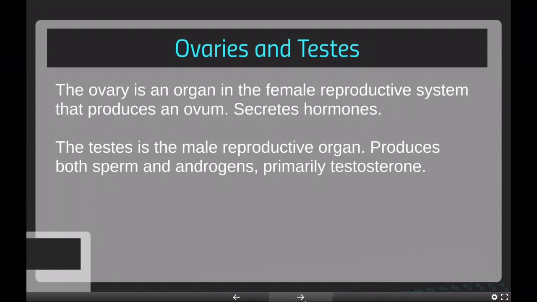The testes is the male reproductive gland in all animals, including humans. It is homologous to the female ovary. The functions of the testes are to produce both sperm and androgens, primarily testosterone. Testosterone release is controlled by the anterior pituitary luteinizing hormone, LH, whereas sperm production is controlled both by the anterior pituitary follicle stimulating hormone, FSH, and gonadal testosterone.